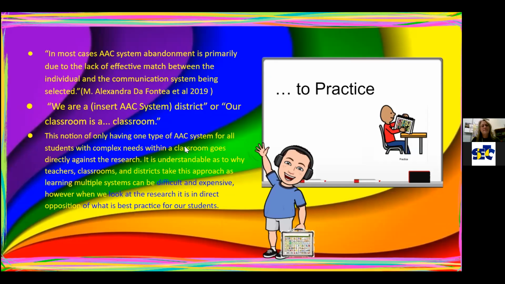So we also know through the research that in many cases, this idea of AAC abandonment is primarily due to an ineffective or lack of effective match between the individual and their communication system. And I think that this is why I feel so passionate about AAC, and making sure that we go through a robust, dynamic AAC assessment, to make sure that we have the right match to the right kid.